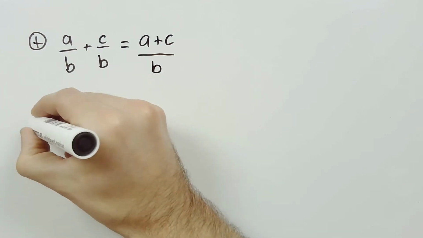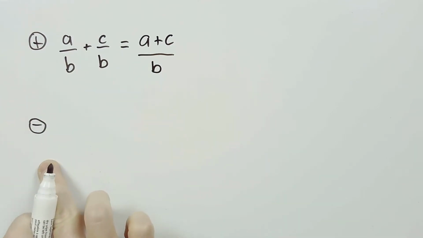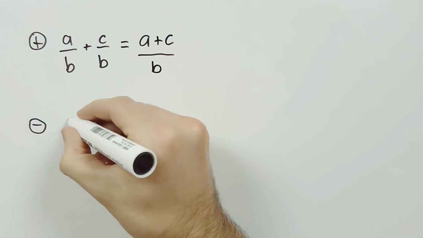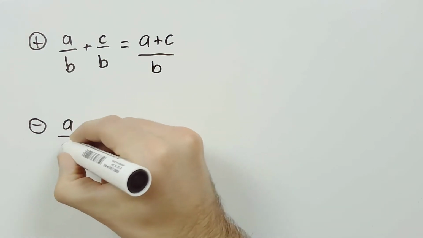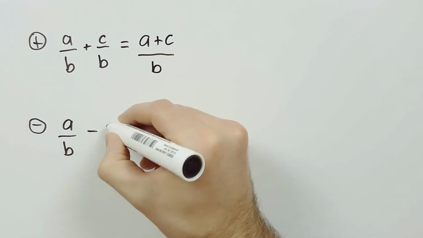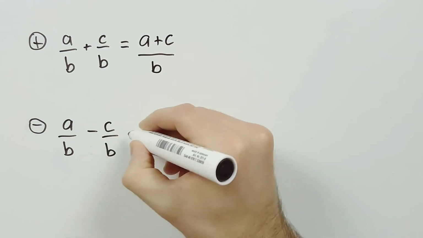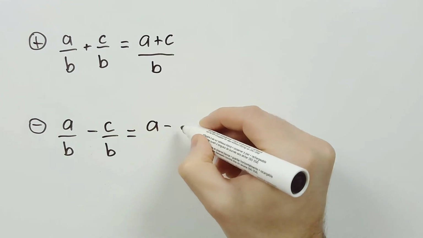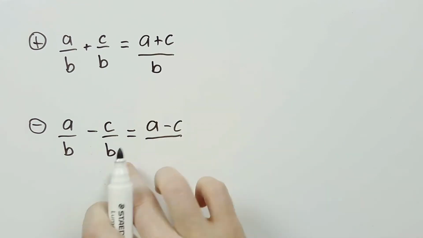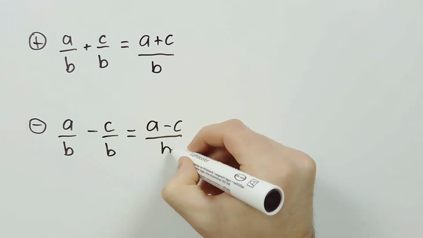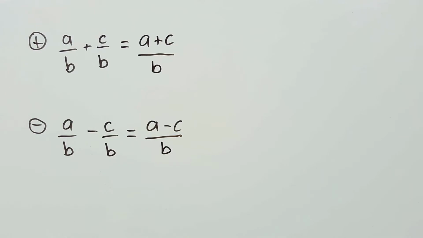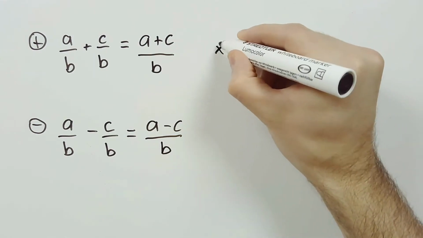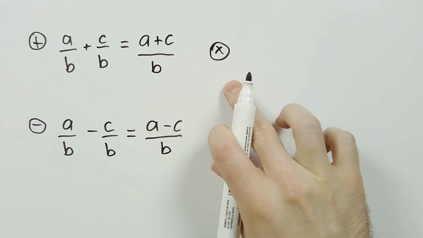Next is the case involving subtraction, which, as you could probably have guessed, is exactly the same, just this time for subtraction instead of addition. So as long as the denominators are the same, you can express the numerators over the same denominator. And next we'll have a look at the multiplication operation.